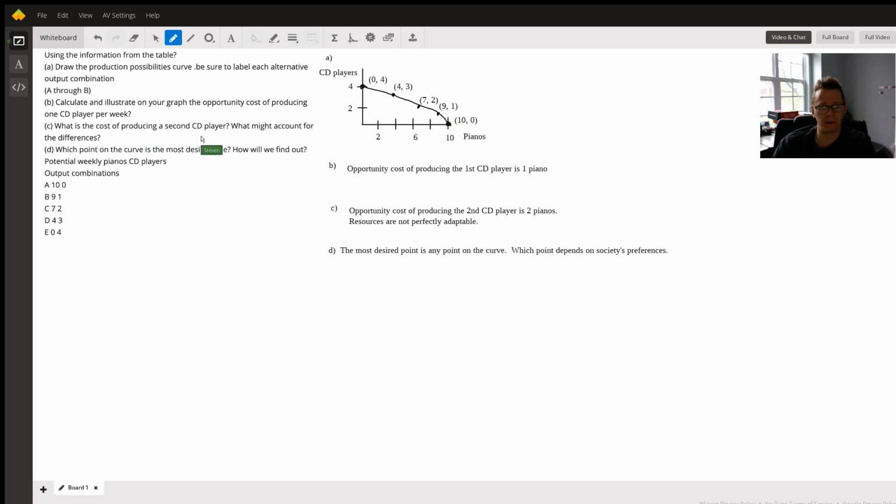However, when we go to part C, as you can see, as we move up this curve, the opportunity cost of producing a CD becomes greater. If we produced a second CD, it would actually cost us 2 pianos. We went from 9 to 7. If we were to produce a third CD, it would now cost us 3 pianos. Another CD would cost 4 pianos. So the opportunity cost continues to increase. And the second part of question C wants you to explain why that is. Why are there those differences in opportunity costs?